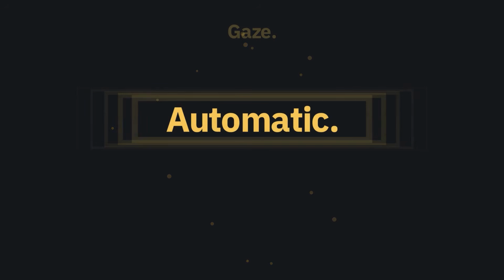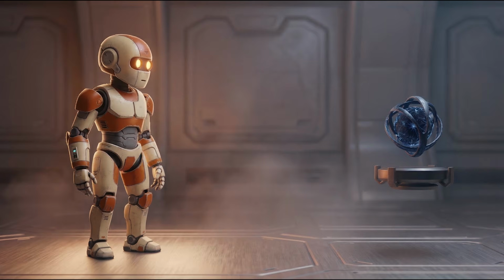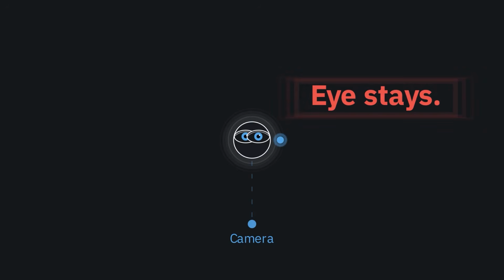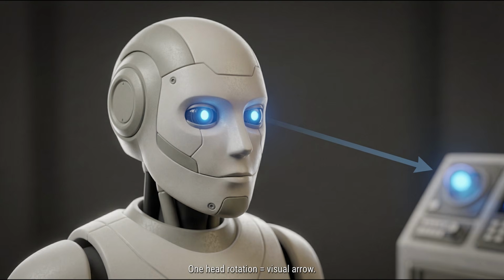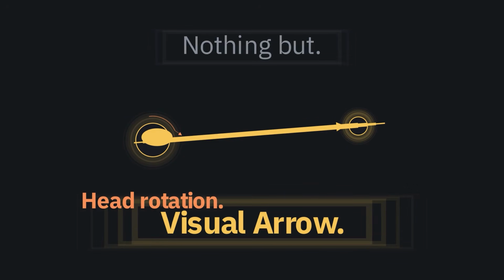That response is automatic and completely involuntary. In your renders, any subject with a visible gaze direction is doing this to your viewer. If a character is facing forward and looking at the camera, the viewer's eye stays on the face. There's nowhere to go, but if that character is turned slightly and looking towards something else in the scene, the viewer's eye will follow. You have just created a visual arrow using nothing but a head rotation.